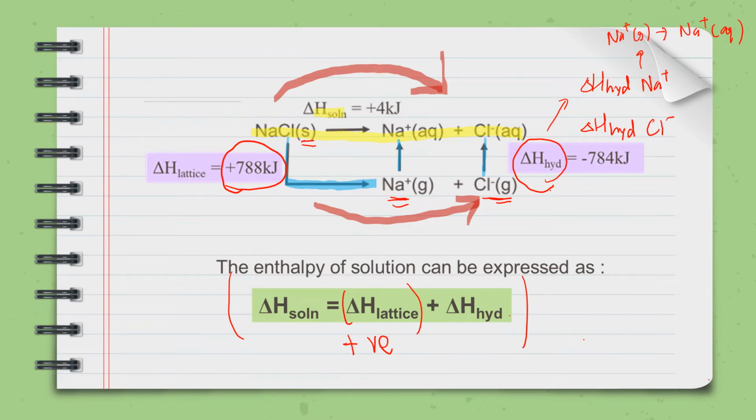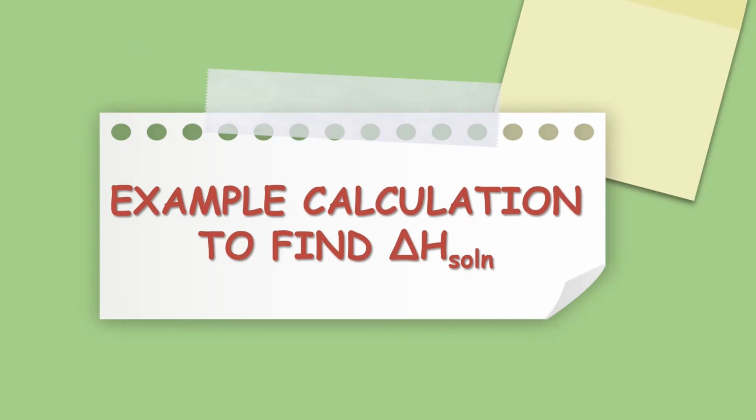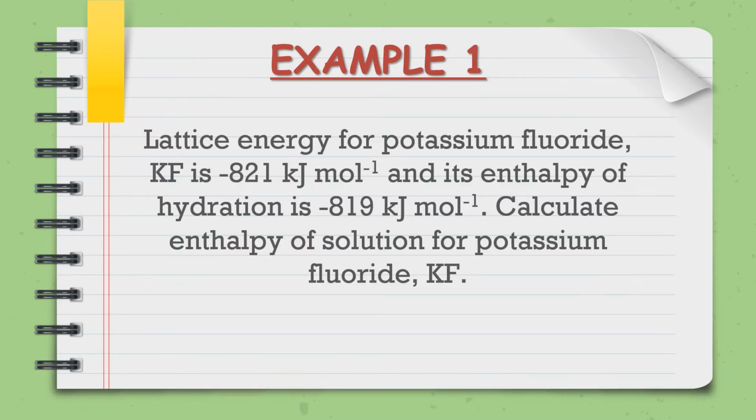To get a clearer view of what I just told you, we're going to look at some example questions and how we interpret all the data given. So let's take a look at the question. Example calculation to find delta H solution. This is example 1.